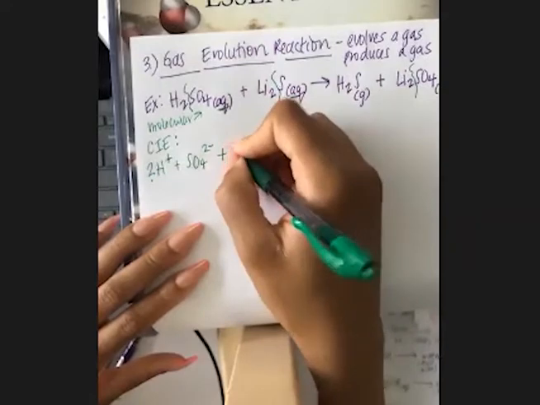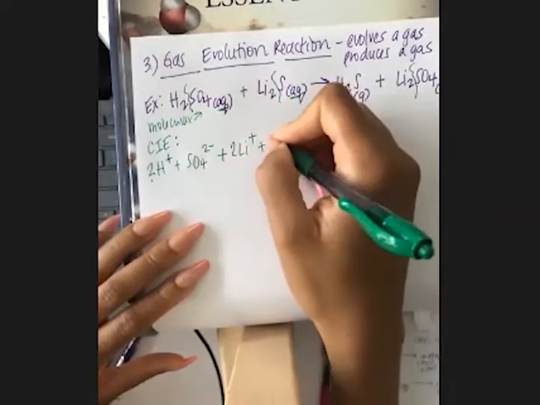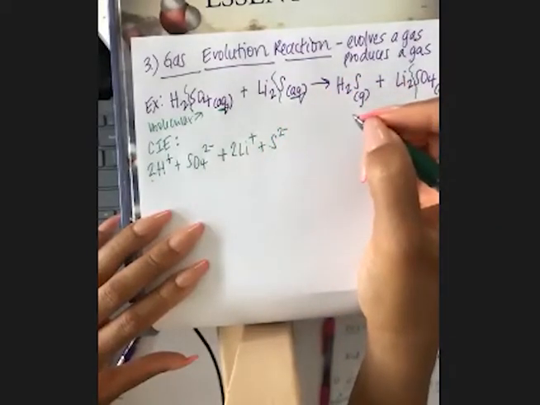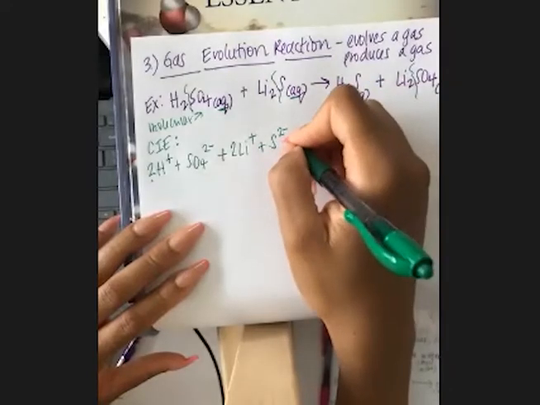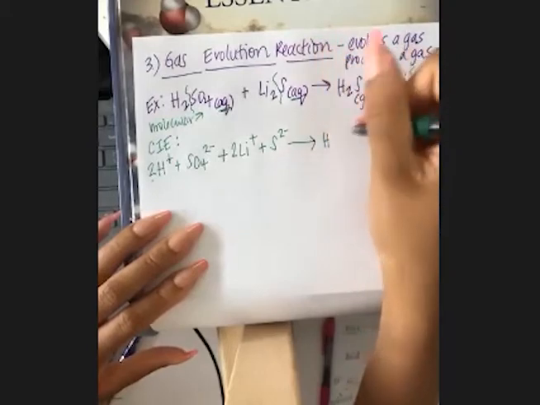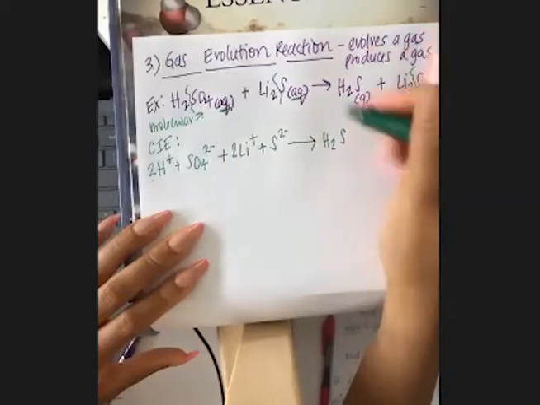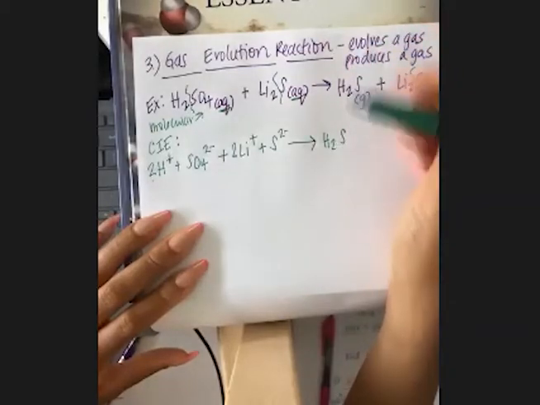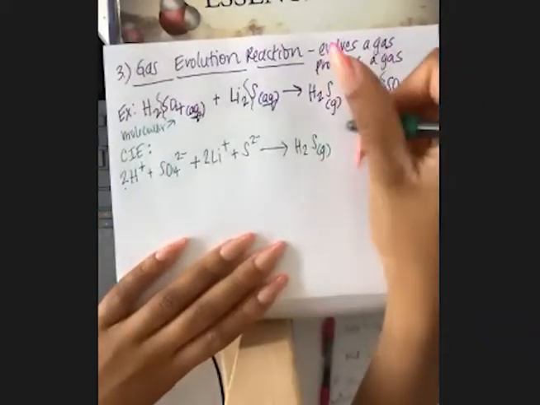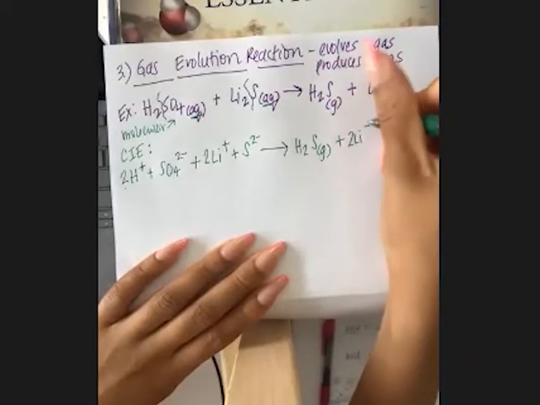Plus 2 lithium ions plus 1 sulfide ion. It reacts to form this gas. There's no aq next to it. This gas comes together and bubbles out of the solution, so I'm going to leave that together. And then these other ions are just sitting around in the solution.